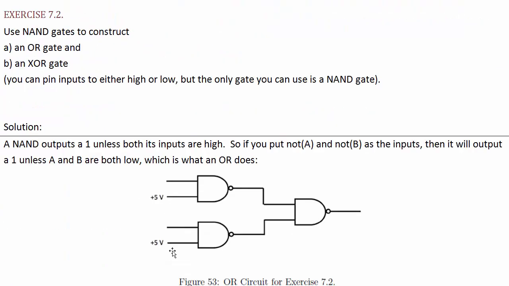All right, well, here's the OR gate using NAND gates. How does this work? NAND outputs a 1 unless both its inputs are high. So if you put NOT A and NOT B as the inputs, then it will output a 1 unless A and B are both low, which is what an OR does.